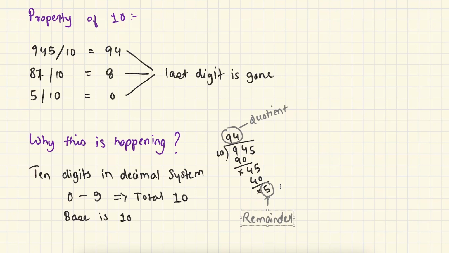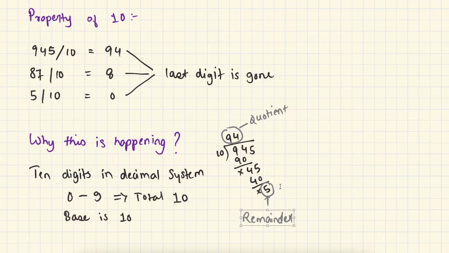And we are in a decimal system. In number system, there are different types of systems like binary system, decimal system, octal system, hexadecimal system. Right now we are in decimal system, and in decimal system there are only 10 digits, 0 to 9. For that reason, the base of decimal system is 10. That's why when we divide any number by 10, we get a number as a quotient and another number as a remainder. And the property of 10 is that if we want to remove the last digit of a number, we simply divide the number by 10 and it removes the last digit of the number. So this is all about the property of 10.